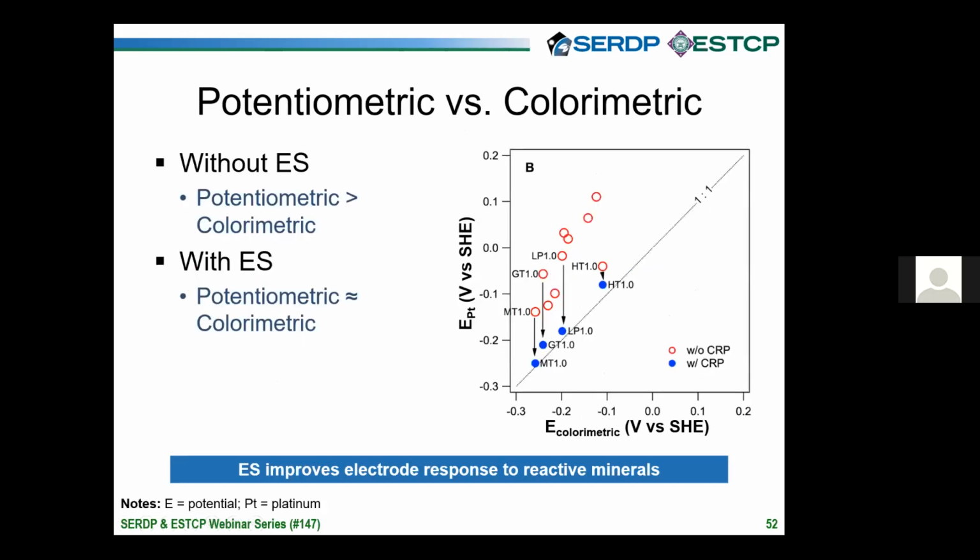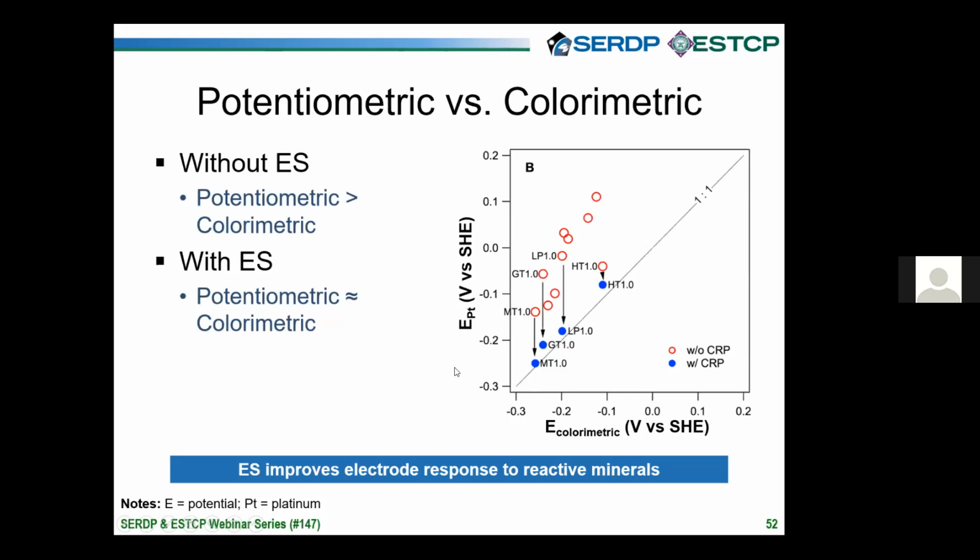So during this process, we did a lot of colorimetric measurements because we're pretty confident that these are the accurate measurements, and we used those results to validate the electrode measurement results. So this graph shows the comparison between the two measurements. The x-axis is the reduction potential determined by the colorimetric approach, and the y-axis is the potential determined by the electrode. So the red open symbols are the measurements by the electrode without Electron Shuttle, and the blue dots are the measurements by the electrode with Electron Shuttle.